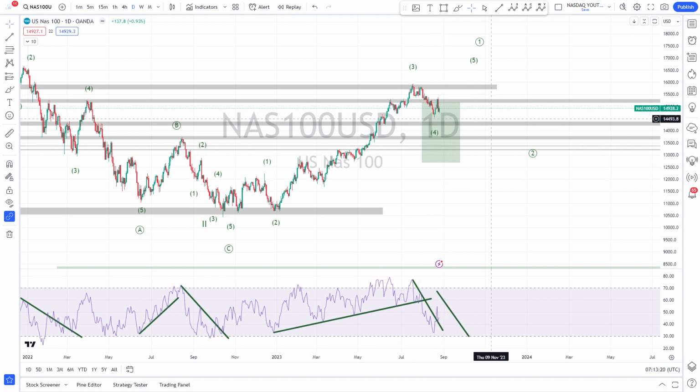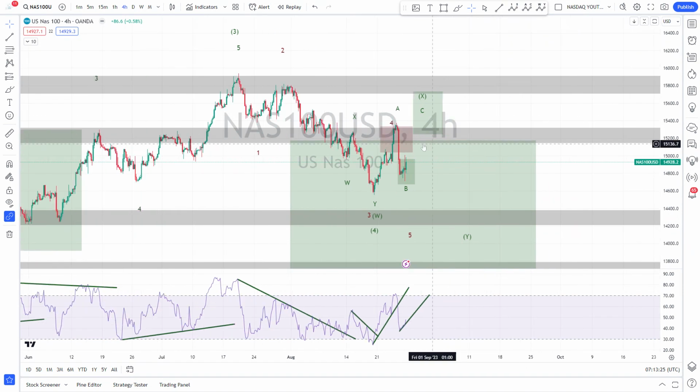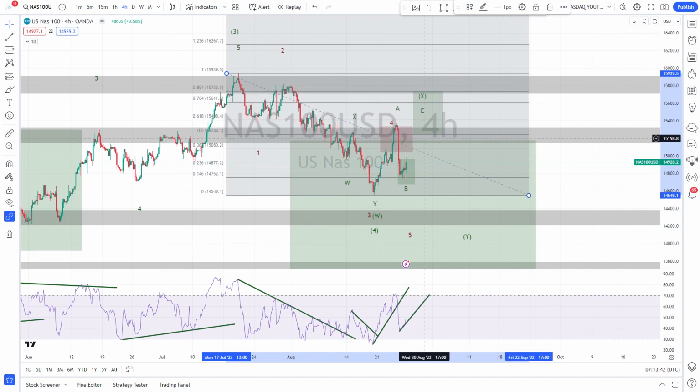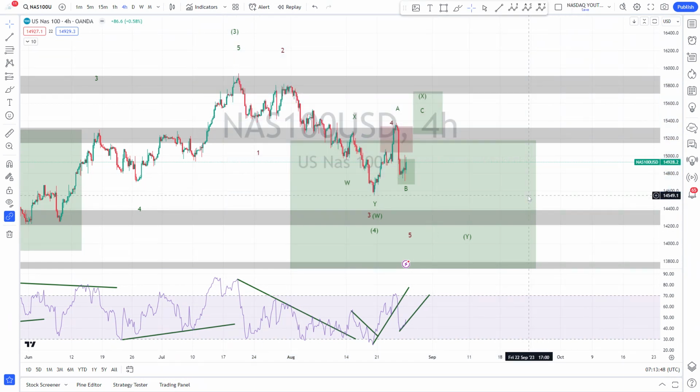Which means that we have to see some upside, and I believe we could do this as an A, B, C. This here then becomes our target area for our wave X. If we take the length of our wave W, then the area between the 0.5 and the 0.854 is the target for our wave X. I believe we can go there as an A, B, C.